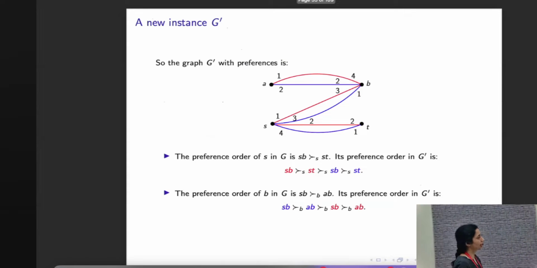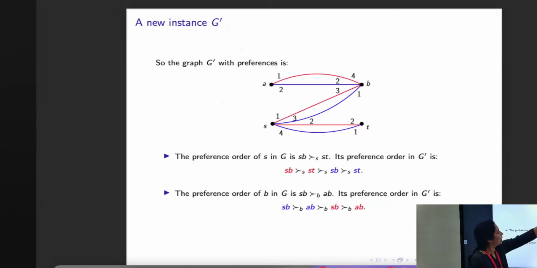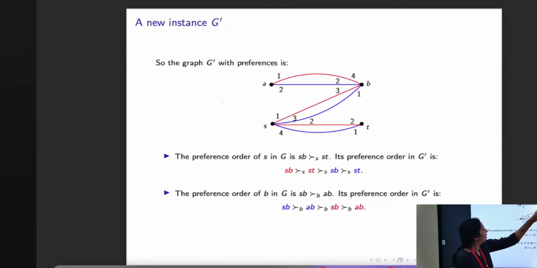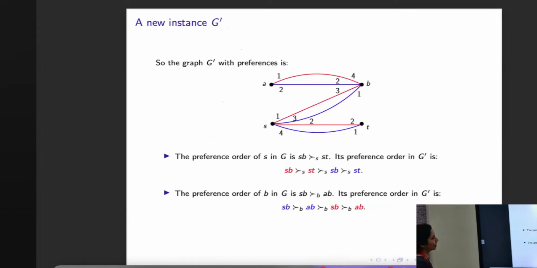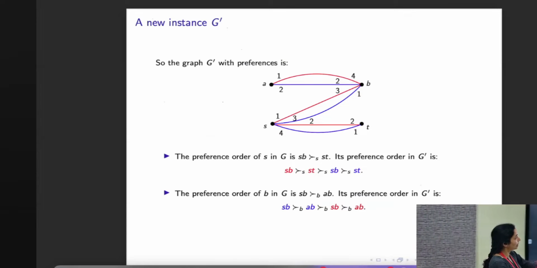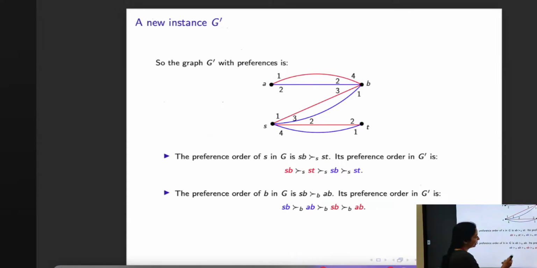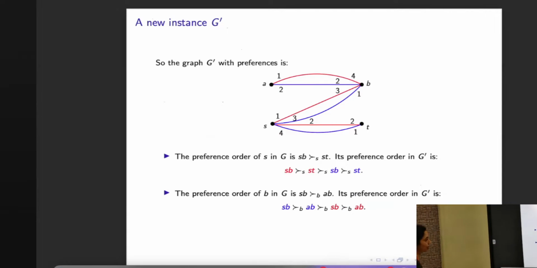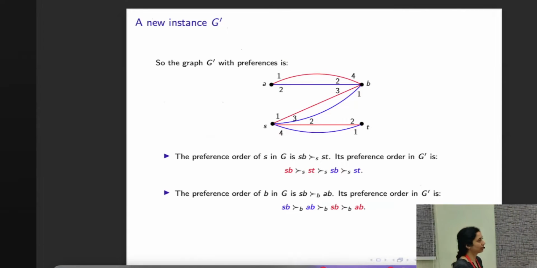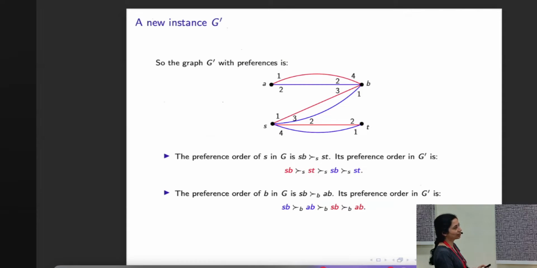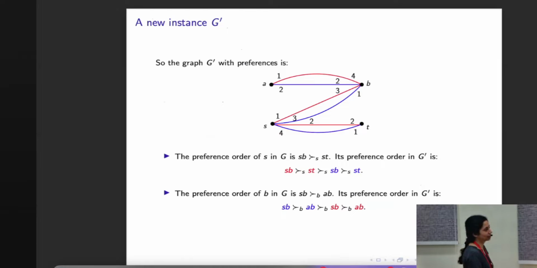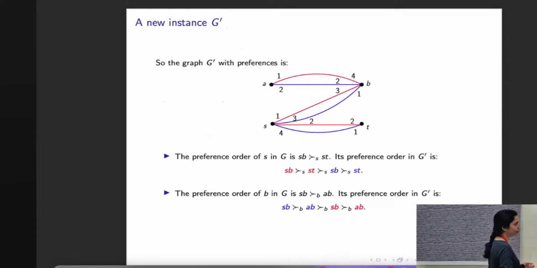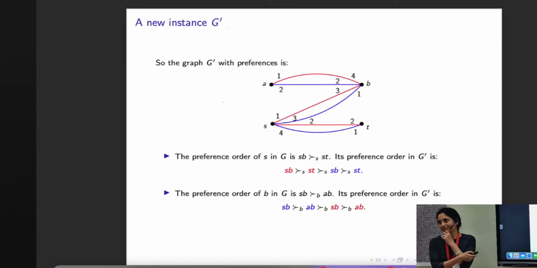Let's go to the other side now. The preference order for B to begin with was SB is the top choice and AB was the second choice. And vertices on the right say blue is better than red, so its preference order in this graph G prime becomes as follows. Blue edge SB is top choice, blue edge AB is second choice, red edge SB is third choice and red edge AB is the fourth choice. Is this okay? This is really crucial.